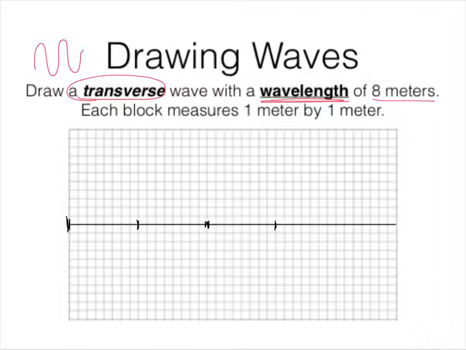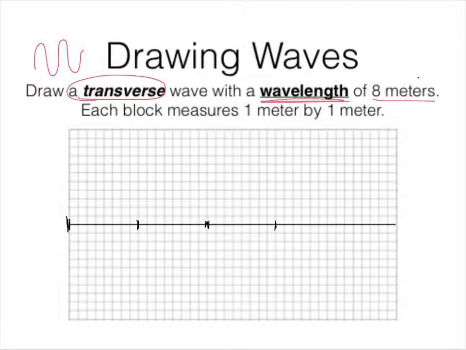Now, this problem only specifies the wavelength. It doesn't tell us anything about amplitude. And so if it doesn't tell you anything about amplitude, you be the judge. What's important to remember now is that the amplitude has to stay constant. You can't start out with an amplitude of 1 and then change to an amplitude of 5 and then go back to an amplitude of 1. We want the amplitude to be the same throughout.